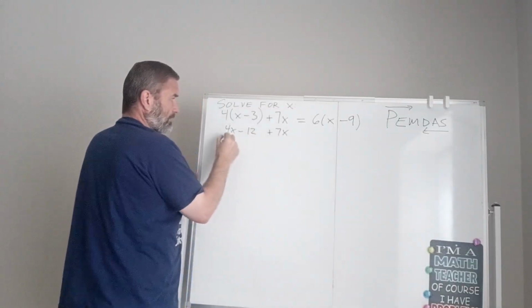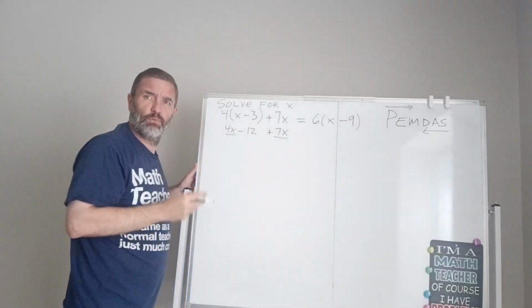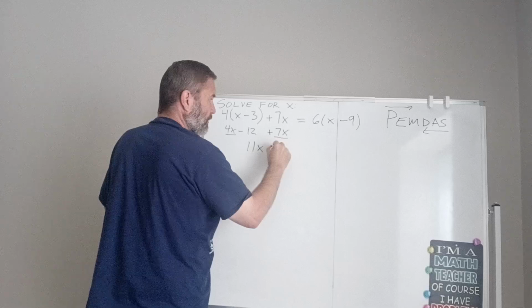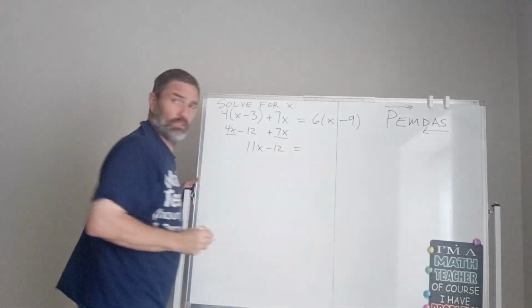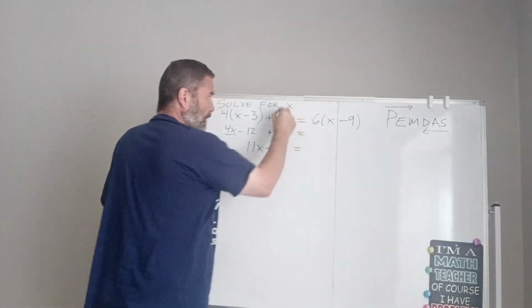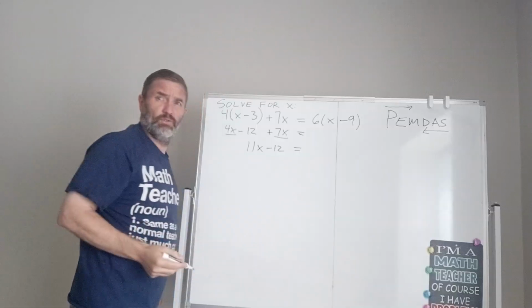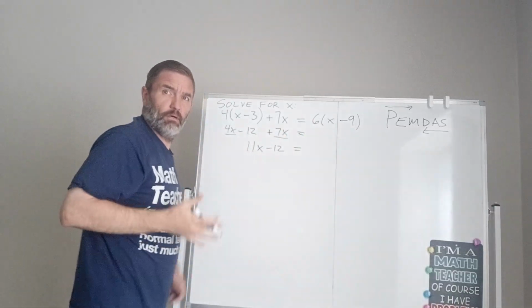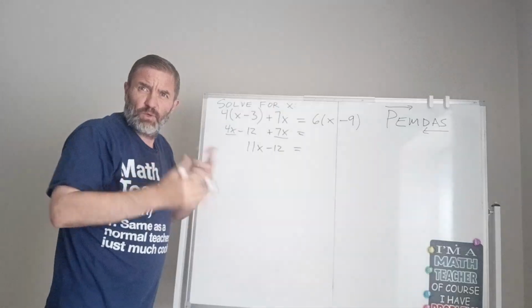Okay, now what do I have? I've got 4x and 7x. That's an example of like terms. 4 plus 7 is 11. I can combine those. And I will do that, just like that. Why? Because when this side's simplified, then I go to the other. Now, if you want to do them together side by side, that's your choice. This is what I mean by process.